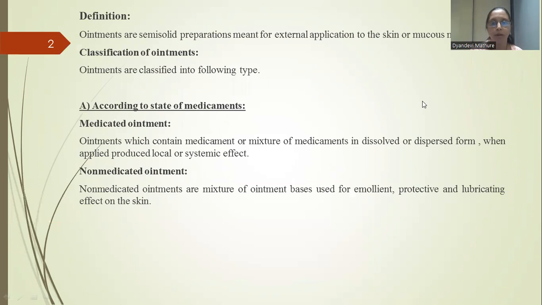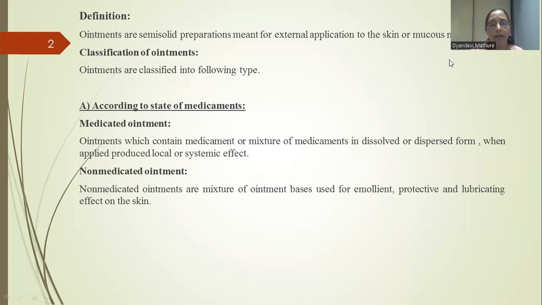Now, first of all, what is the definition of ointment? As we all know, what are basically the semi-solid dosage forms? These are the preparations which are meant for external application to the skin or mucous membrane. So these semi-solid dosage forms, which include ointments and creams, are basically the preparations meant for external application to the skin or mucous membrane. Therefore, these preparations are also called topical preparations or topical formulations.